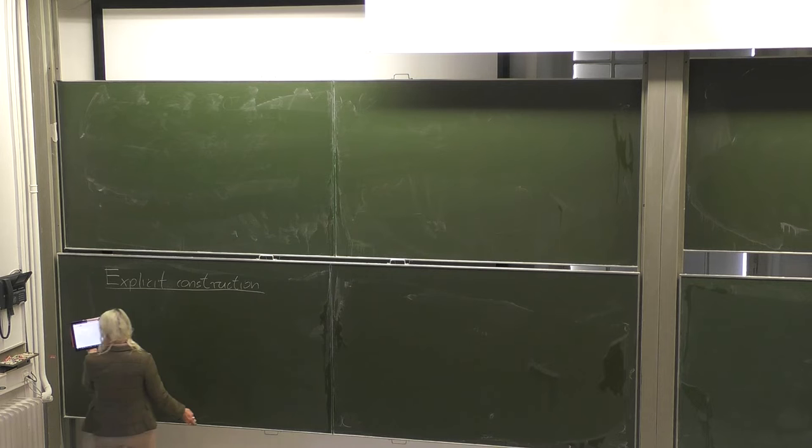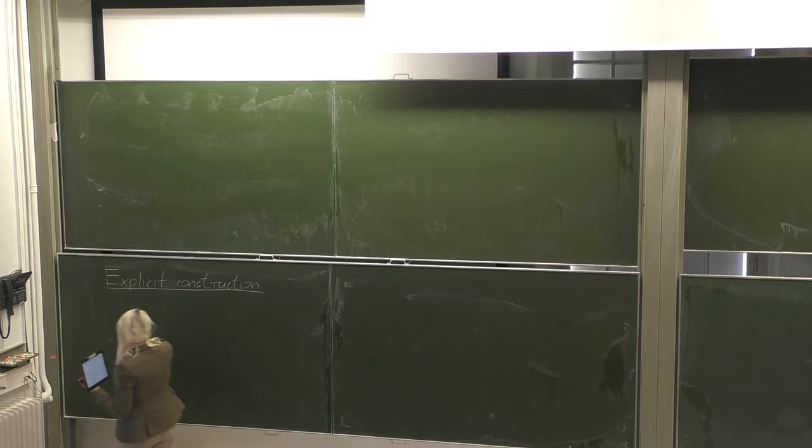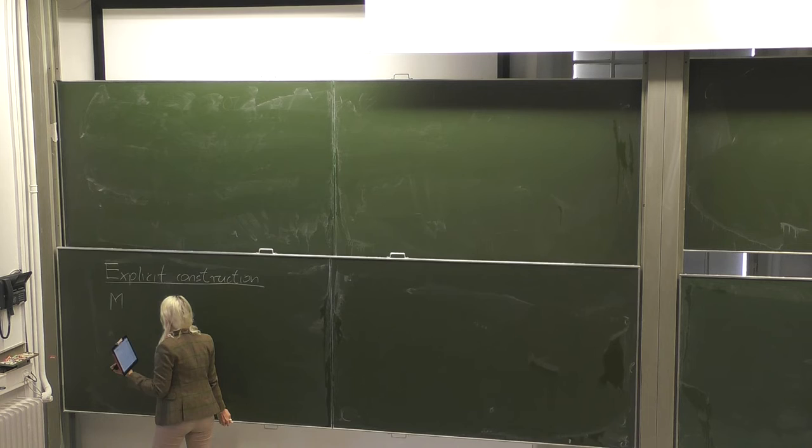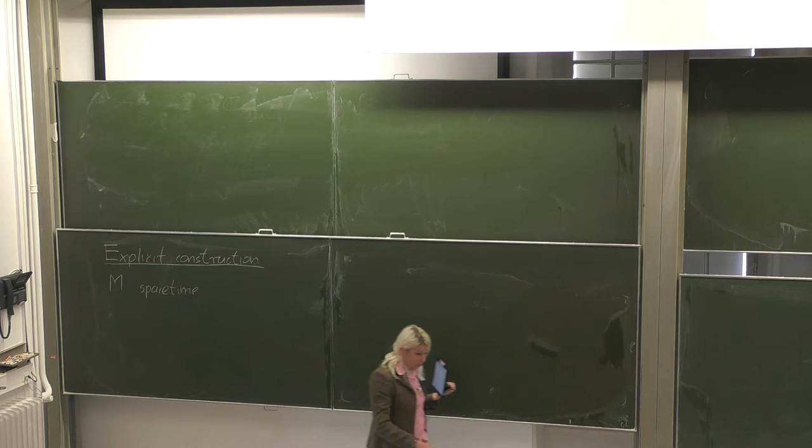All right, so let's start with specifying the spacetime. If you want to construct a concrete model, somebody has to tell us what spacetime. So the first piece of input is the spacetime M. Globally hyperbolic, of course. And then the next piece of input is what sort of objects you want to study. So what kind of field configurations.